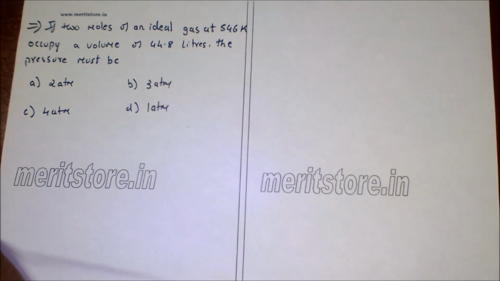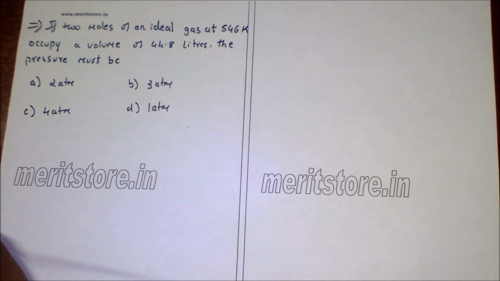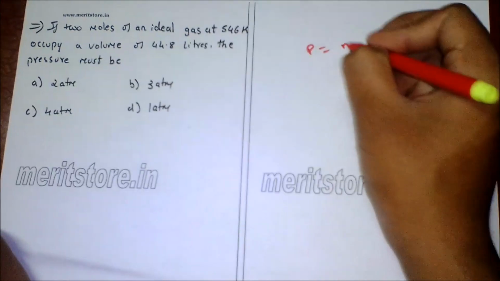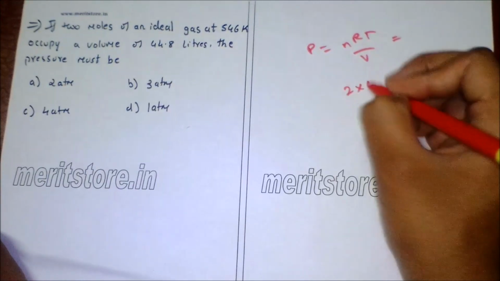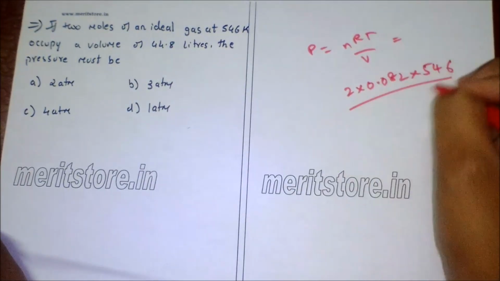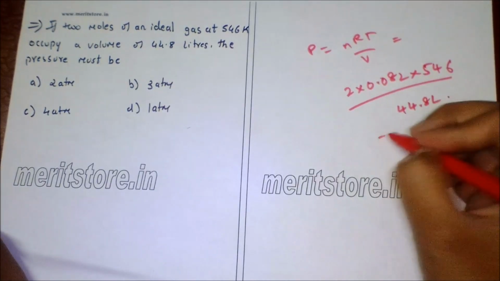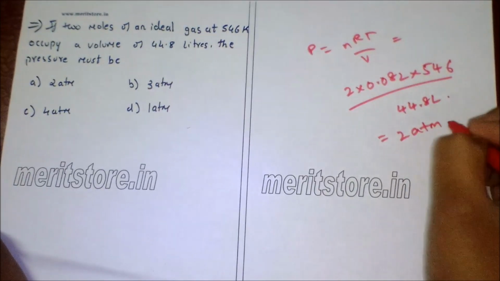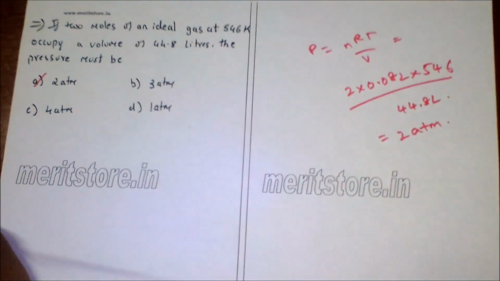If 2 moles of an ideal gas at 546 Kelvin occupy a volume of 44.8 liters, the pressure must be. So pressure is equal to nRT upon V. Number of moles is 2, into 0.082 is the universal gas constant, 546 is the temperature, 44.8 liters is the volume. So pressure comes out to be 2 atmosphere on solving the above equation. So option A is the correct answer.